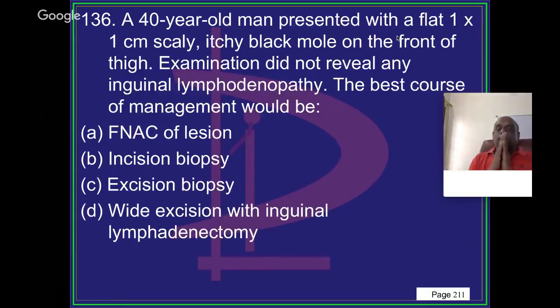Now, doc, a 40-year-old with a 1 into 1 centimeter scaly, itchy, black mole on the front of the thigh. No inguinal lymphadenopathy. Now what do you want to do? Question number 136. Right?